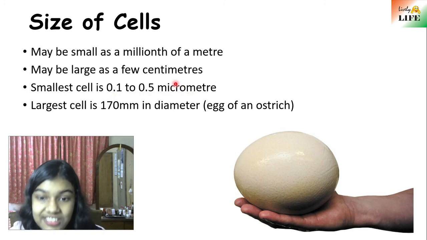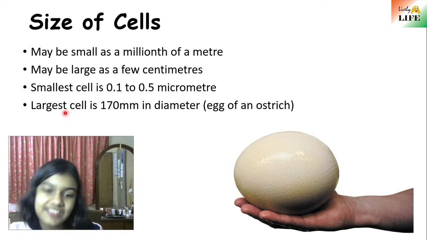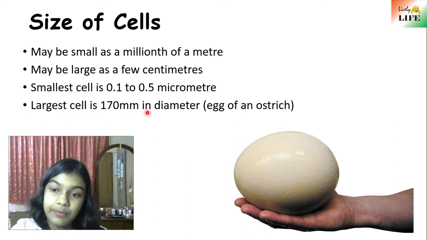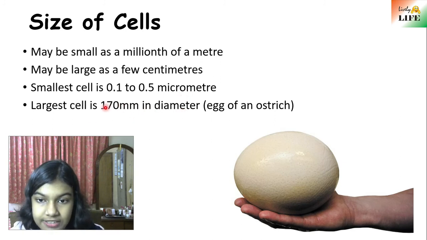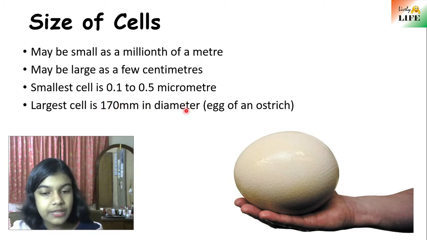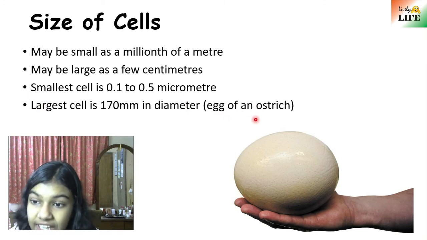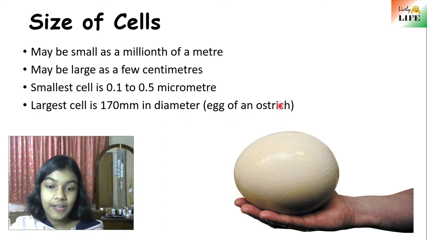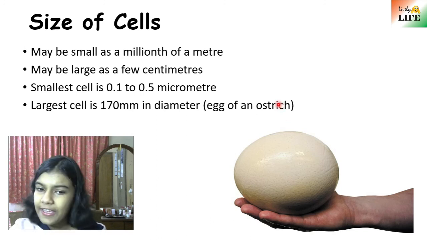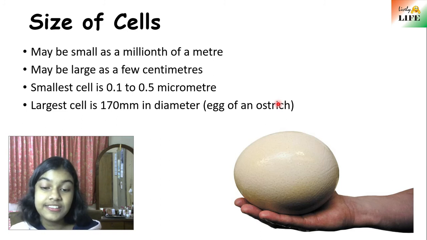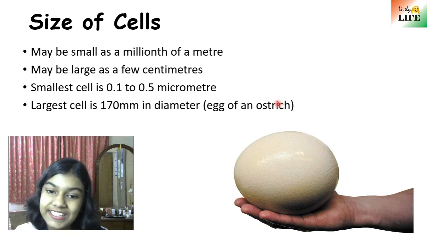And the largest cell, what is the largest cell? It is 170 millimeter in diameter. It's quite large, right? 17 centimeter. So you can imagine how large it is. So what is this largest cell? It is the egg of an ostrich. An ostrich's egg. An egg is a cell? Yes. A single egg is a single cell. The egg that the hen lays, right? So it is also a single cell.